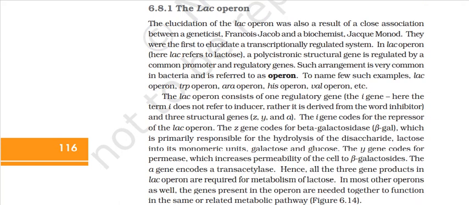The elucidation of the lac operon was also a result of a close association between a geneticist, Francis Jacob, and biochemist Jake Monod. So I think this also you have to remember, Jacob and Monod were the ones जिन्होंने lac operon का concept दिया.